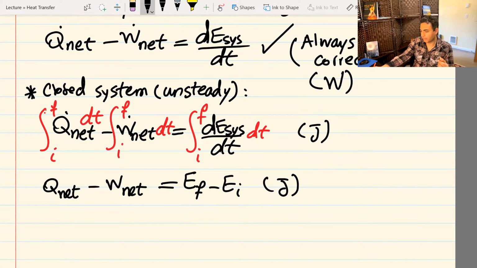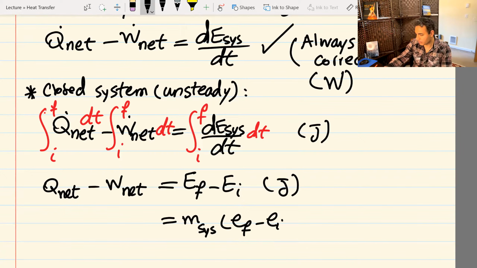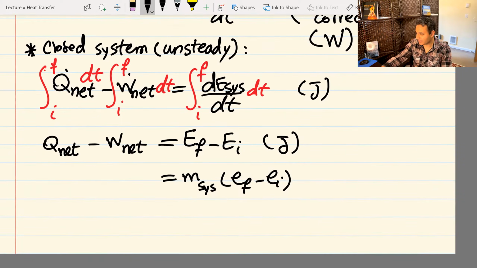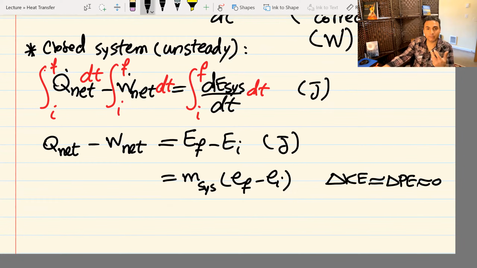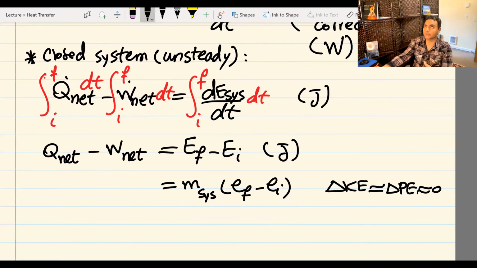That's it, done. Now there's one thing that you need to know. The right-hand side is basically the mass of the system times E final minus E initial. In a lot of cases, there is no change in the kinetic energy and potential energy. It's not like there is no potential energy or no kinetic energy. Yeah, there is potential and kinetic energy. They just don't change. So it's like I have the system. This is a system. Look at this. This is a system.